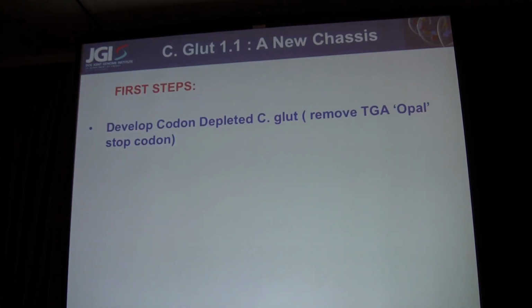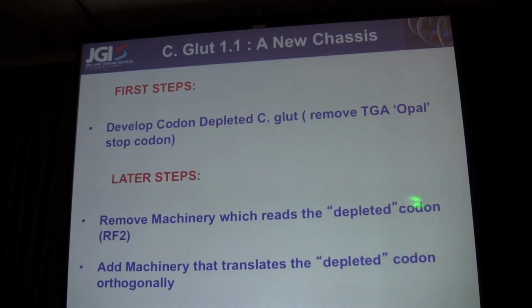So the first steps for us in order to convert wild-type glute into a chassis is to develop a codon-depleted strain of glute. In our case, we wanted to remove every instance of the TGA stop codon. We then needed to remove the machinery that interacts with this stop codon, in this case release factor 2. And then eventually, we can also add machinery that translates the depleted codon into something else, so an orthogonal translational machinery.